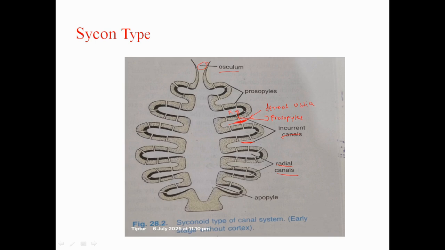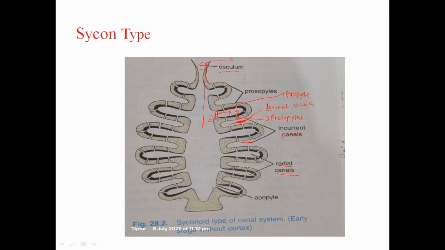Now, from this radial canal, the water will enter this cavity, the spongocoel, through the openings which are called the apopyles. This is the apopyle. See here. And from the spongocoel, the water will be expelled out of the body through the osculum.